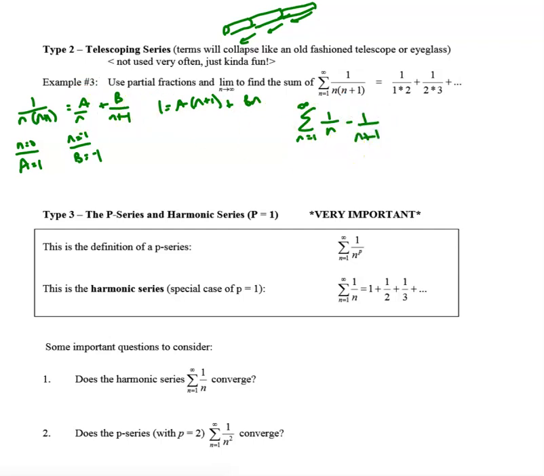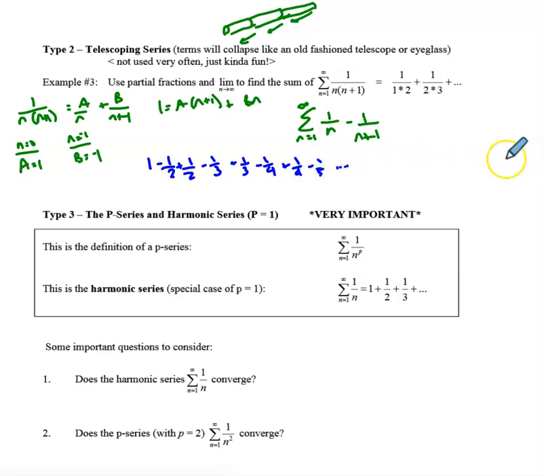So now we need to write it out long form. So the way that this works is that I start writing out, I plug in n equals 1. So I'm going to have 1 minus 1 half. Then I plug in n equals 2 and I get plus 1 half minus 1 third. Then I plug in n equals 3 and I get plus 1 third minus 1 fourth plus 1 fourth minus 1 fifth, and I could keep going.